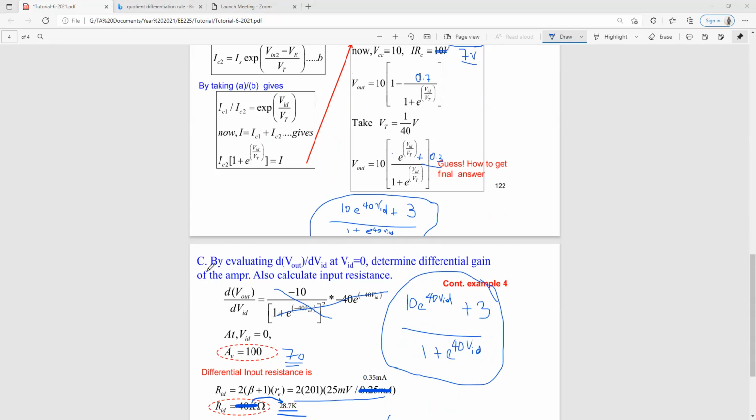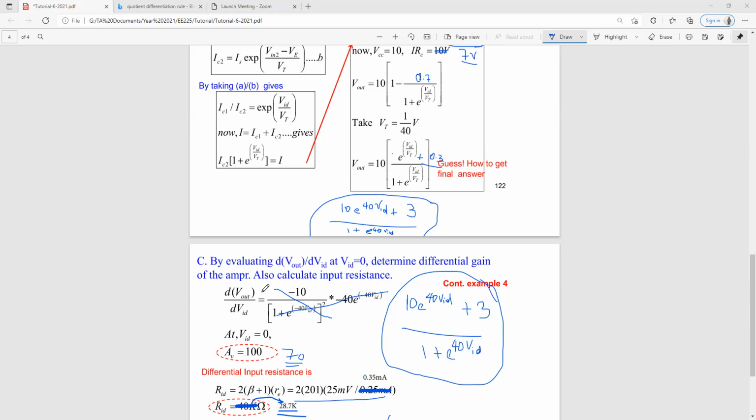Moving on to part C of this particular question, it says by evaluating change in V out, divide by change in VID, right? Change in V out upon change in VID is basically equivalent to V out divided by differential input, isn't it? So that is going to be our gain. So change in V out upon change in VID at VID is equal to 0, determine the differential gain of the amplifier. Also calculate the differential resistance. So V out upon VID or differential input is going to give us the differential gain. So it says we have to determine the differential gain.